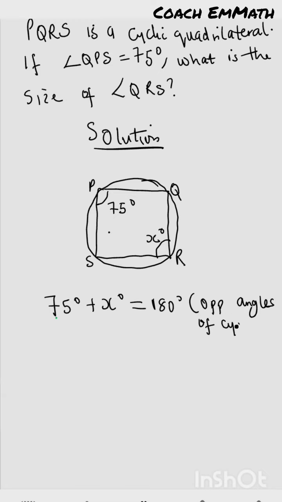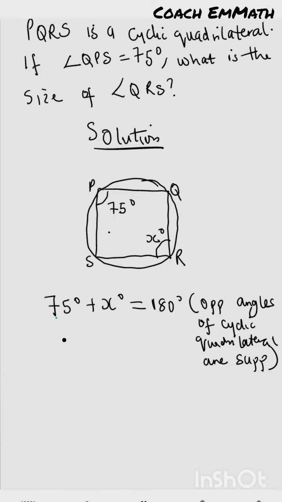So opposite angles of cyclic quadrilaterals are supplementary. I'm not going to write it in full, let me just put sub. All right, are supplementary. So it means they sum up to 180 degrees.